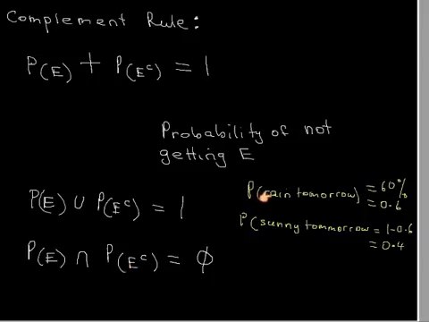So here's an example. If the probability that it'll rain tomorrow is 60% or 0.6, then the probability of it not raining tomorrow is 1 minus 0.6, which is 0.4.